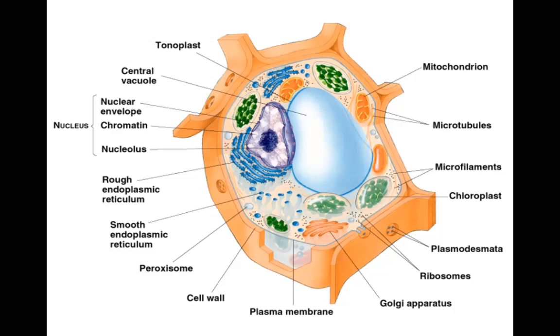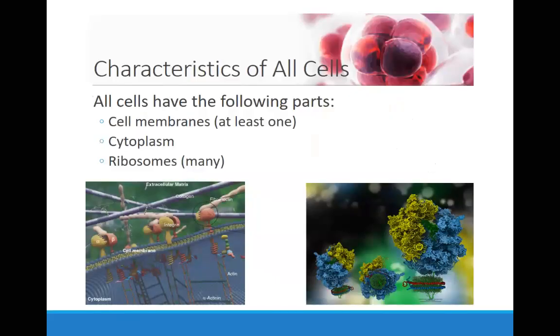So we have a cell wall here instead of just a cell membrane. The plasma membrane's still here, you'll notice, but it's inside the cell wall, giving an extra layer of protection. And we'll talk a little bit about why that is as we continue today. Okay, so let's go ahead and jump in.